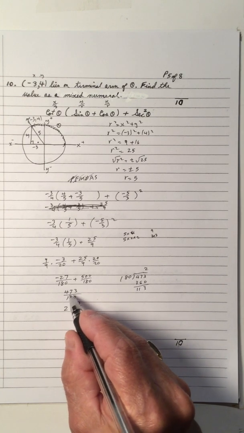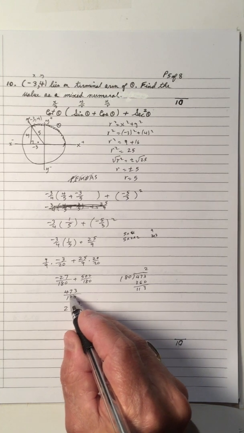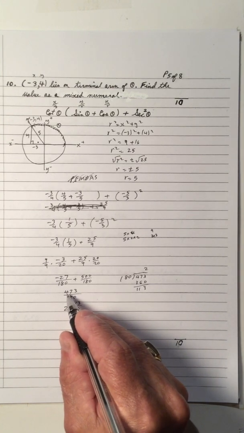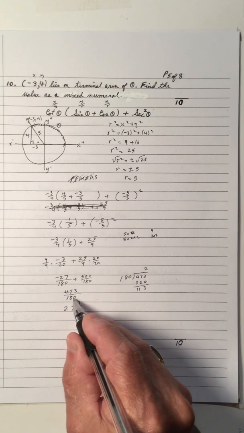This is the fractional form. It can't be reduced because there's no common factor. You can try to get the factors out. There's no factor of 180.